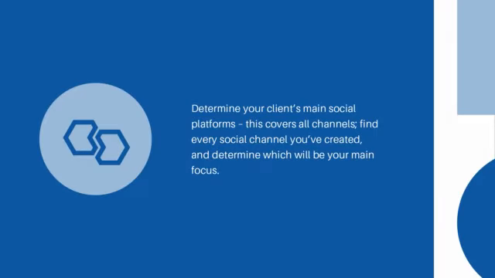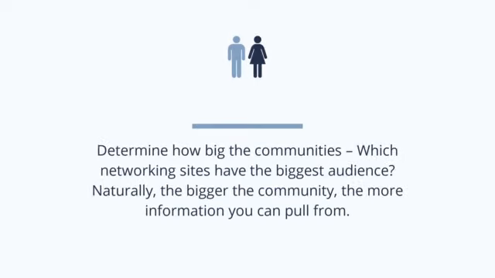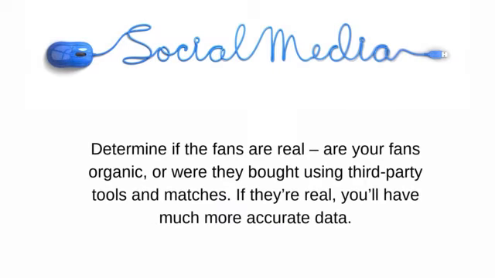To get started, you'll need to determine your client's main social platforms. This covers all channels. Find every social channel you've created and determine which will be your main focus. You no longer need the others if you don't have the time or resources to devote to them. Determine how big the community is. Which networking sites have the biggest audience? Naturally, the bigger the community, the more information you can pull from. Determine if the fans are real. Are your fans organic, or were they bought using third-party tools and matches? If they're real, you'll have much more accurate data.